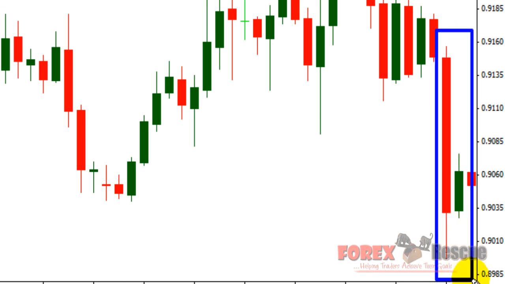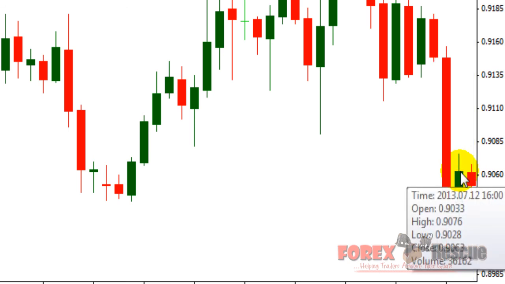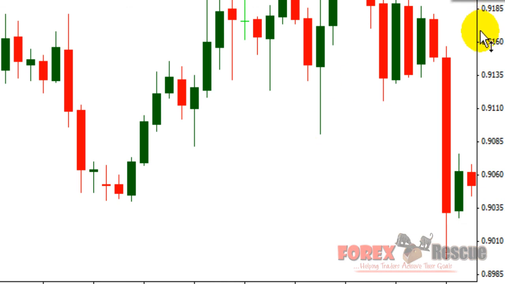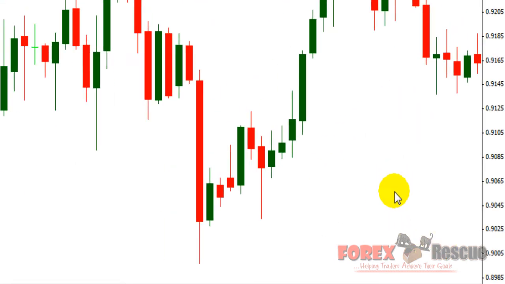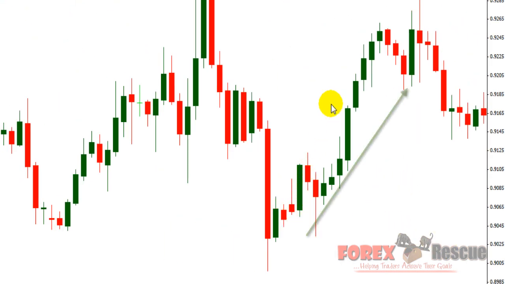This is an inside bar here, a bullish inside bar. You can see that the candle is green, so it is a bullish inside bar because the close is higher than the open, and that is why it is called a bullish bar. You can see how price moved up as a reaction to this inside bar.